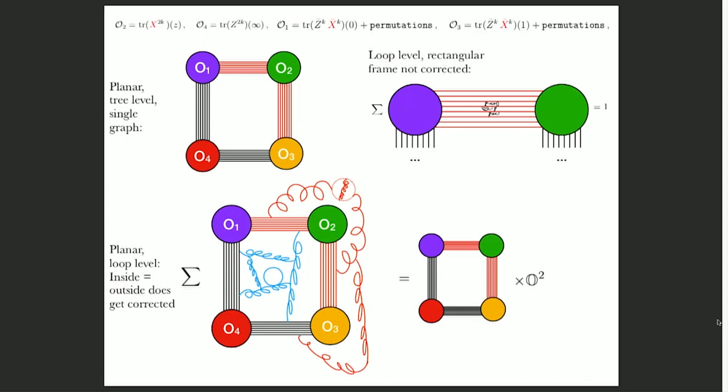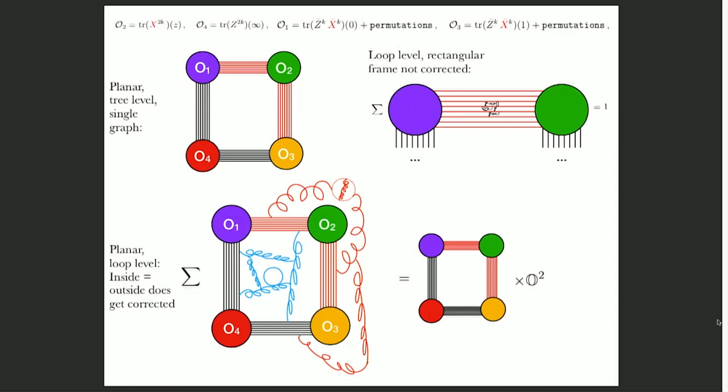It's just a bunch of propagators from 1 to 4, 1 to 2, 2 to 3, and 3 to 4. No communication between 1 and 3 and 2 to 4. So we can call these correlators cyclic correlators, because i talks to i plus 1, to i plus 2, and so on. Okay, good. Now, this is planar, tree level, there is a single graph.